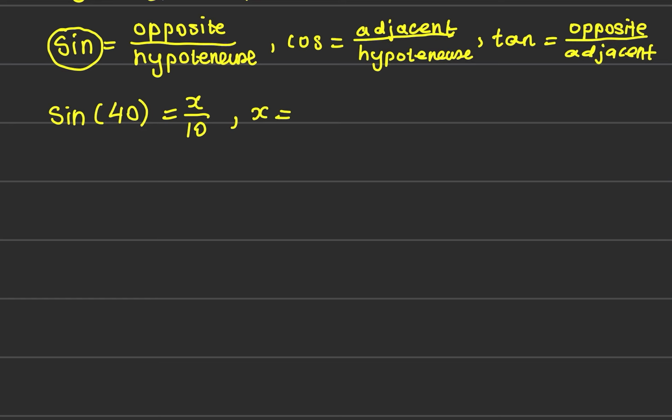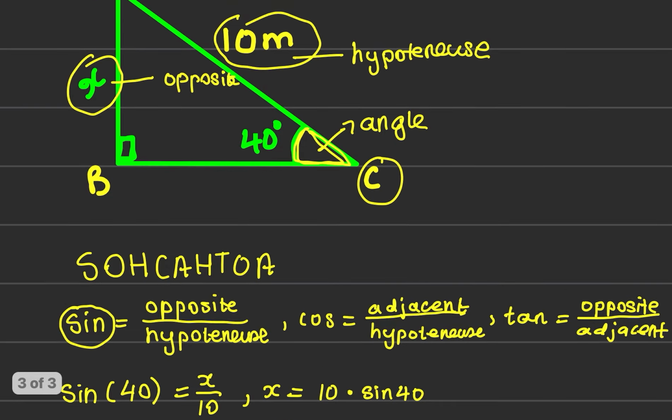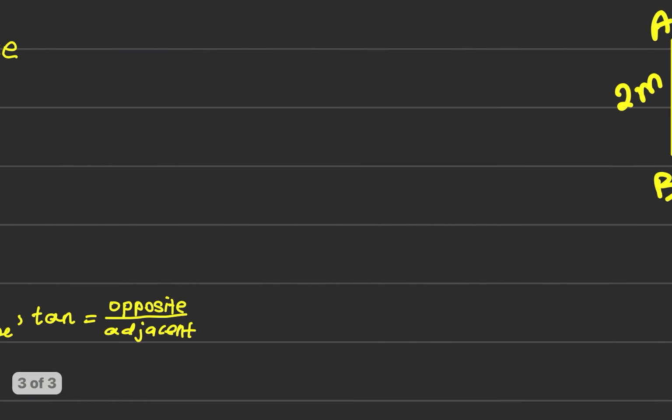And simply using our algebra skills, let's figure out the value of x. So x equates to 10 times sine 40, and we can calculate this using our scientific calculator. So that's 10 times sine 40, and the value of x is 6.43 meters. I hope that's understood. Let's look at one more example.